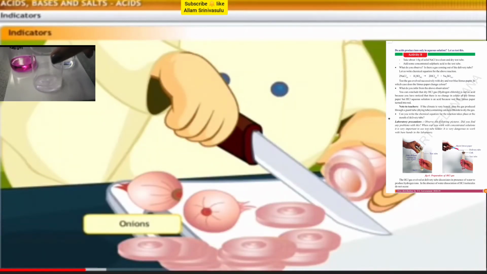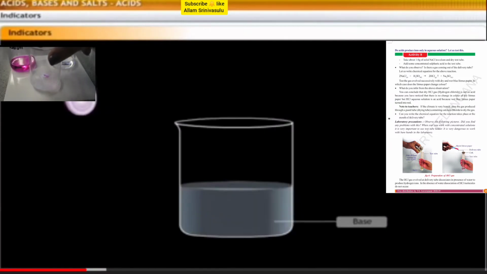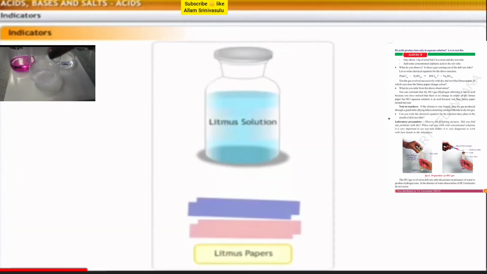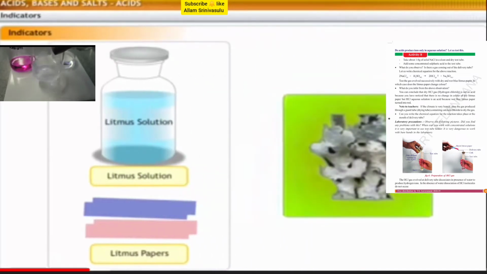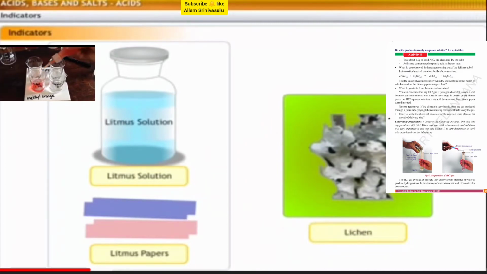Do all acids produce ions only in aqueous solution? Let us test this. Now we take a test tube, pour in the salt, and add sulfuric acid. Dry HCl gas is evolved. There is no change in the dry litmus paper, and if it is dipped in water, the aqueous solution turns the litmus paper red. Blue litmus paper turns to red.